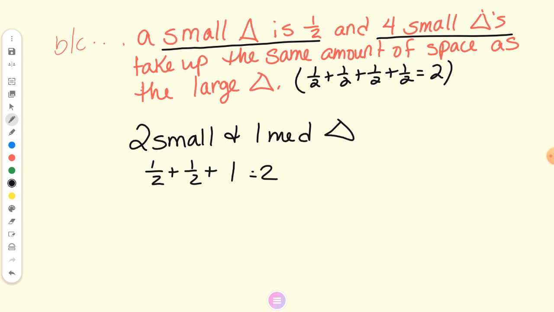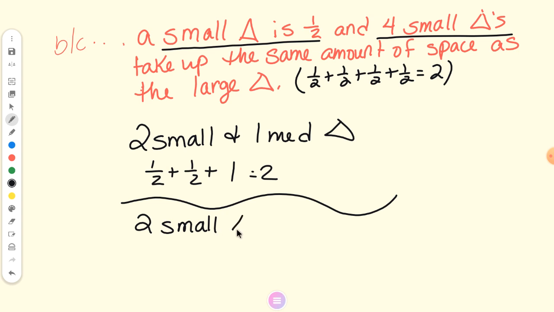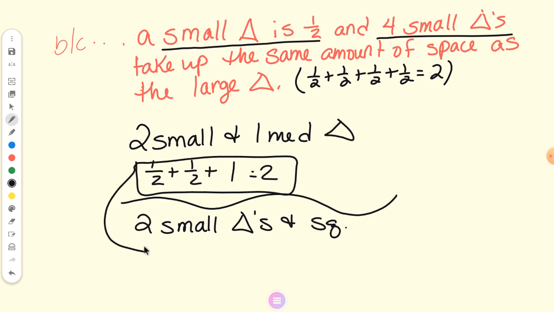May I have another one that would work? There's one more. Cooper? Two small triangles plus a square. Good job. Two small triangles and a square. And that math would have been the same.